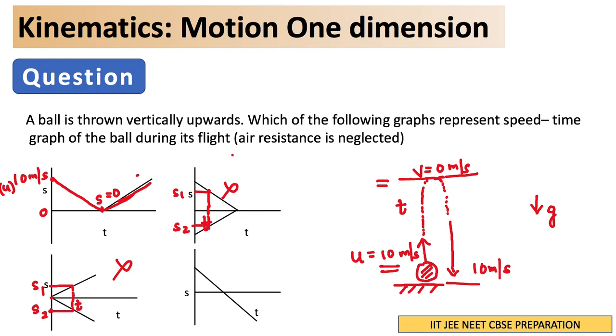So b and c, of course we know they are not correct, but look at this graph. Here, initially the speed was 10 meters per second, it started decreasing, and it became 0. Then again it started increasing, but it is increasing in the negative direction. But we know that speed cannot be negative, speed is always positive.